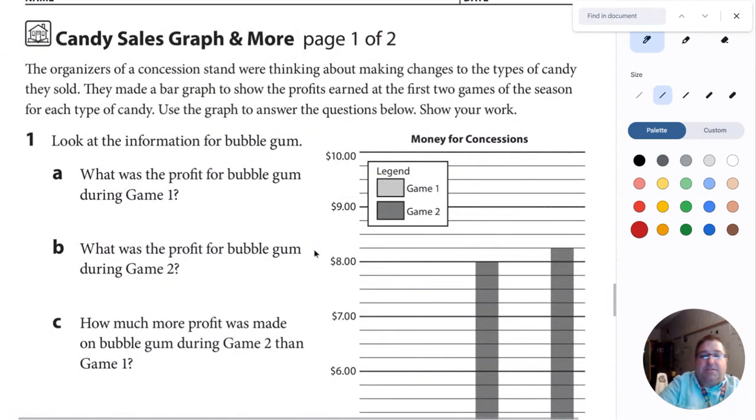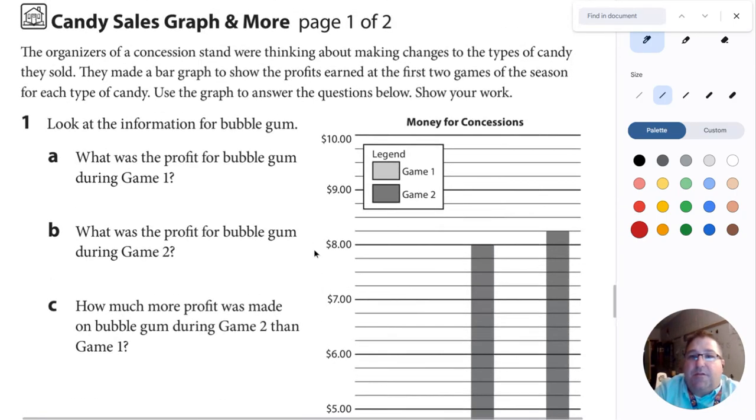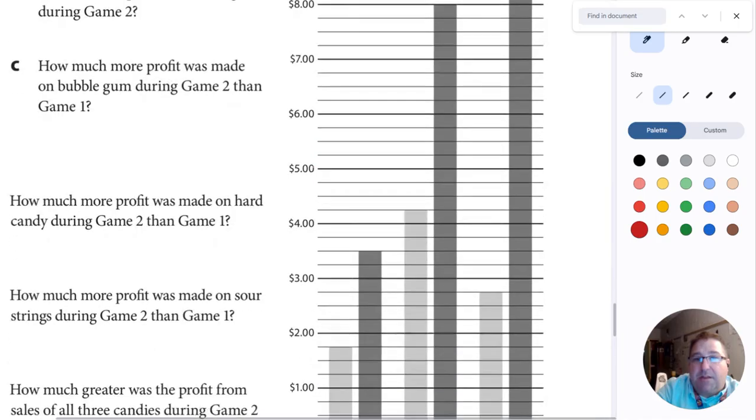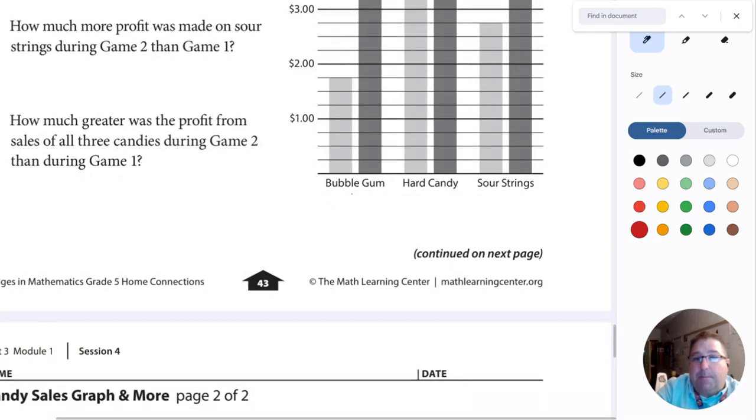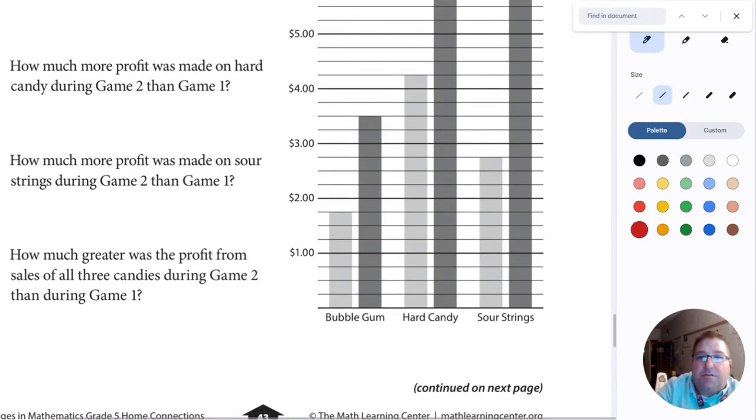All right, candy sales. All right, we get to a graph here. So first of all, it just says, we're helping at the concession stand, and the lighter gray is the first game, the darker gray is the second game. So we're comparing our concession sales between two different games. And let's just jump down here real quick. We see we're looking at bubblegum, some hard candy, and some sour strings. Okay, and we can see there's numbers.